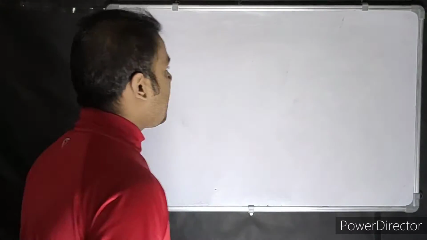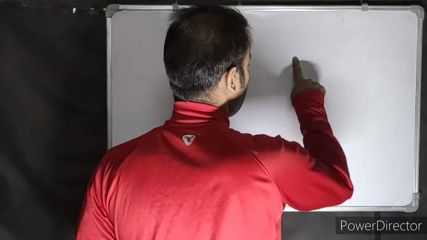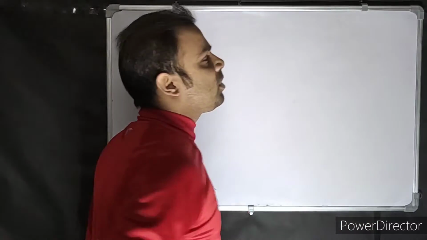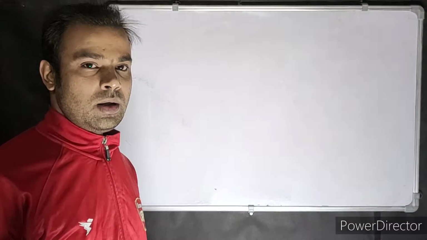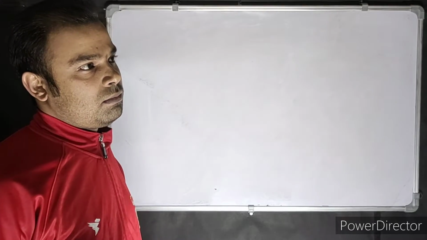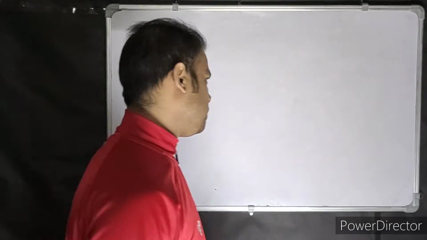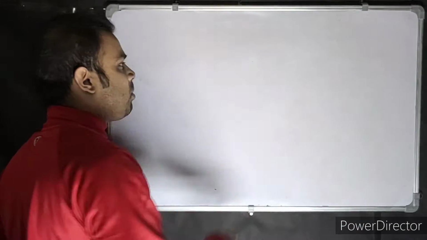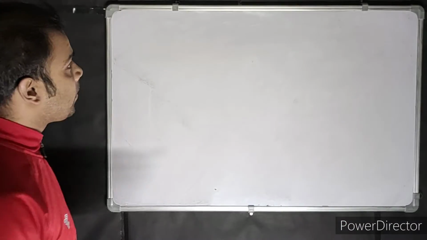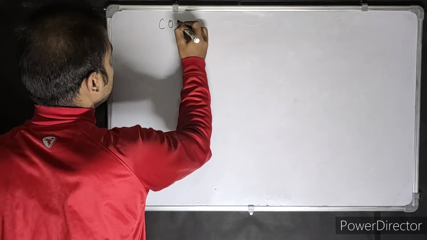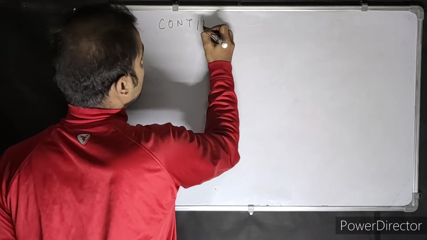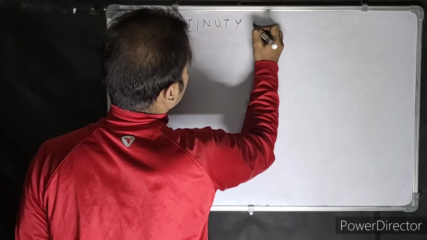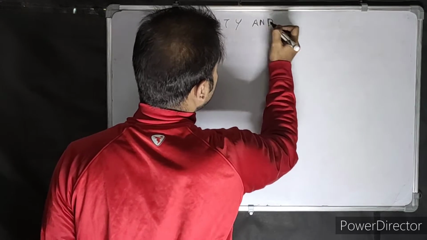Today I am going to start a new chapter. I am actually doing the chapter determinants, and we are left with just Cramer's rule and finding the inverse and all that in the determinants. I'll continue that video, but today I want to start with the chapter continuity and differentiability.